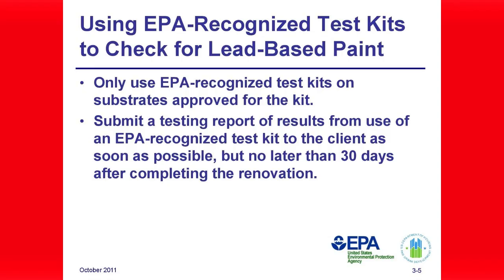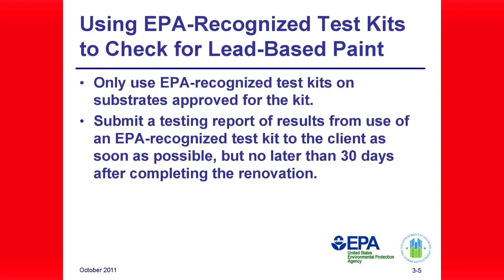Alternatively, a certified renovator may collect a paint chip sample, or sampling may be performed by a certified lead inspector or risk assessor to determine whether or not lead-based paint is present. If test kits are used, certified renovators must use an EPA-recognized test kit in order to test affected areas. So as a certified renovator, you will be testing the components which you will be impacting in any property built before 1978. What should be tested?